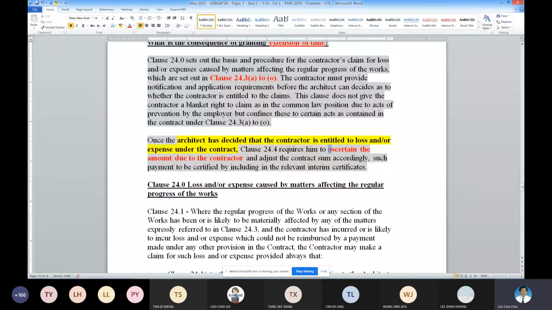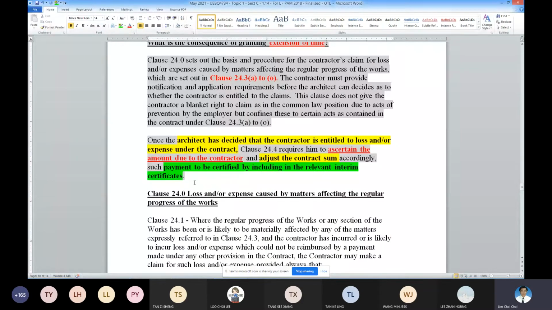Okay, so to ascertain the amount is not just like that. There are procedures to be complied with by the contractor before the architect evaluates. Then this sum will be added to the contract sum in future, and the contract sum will be adjusted accordingly. But in the interim, after the evaluation, they must be included in the interim certificate for payment. This is a very important point.